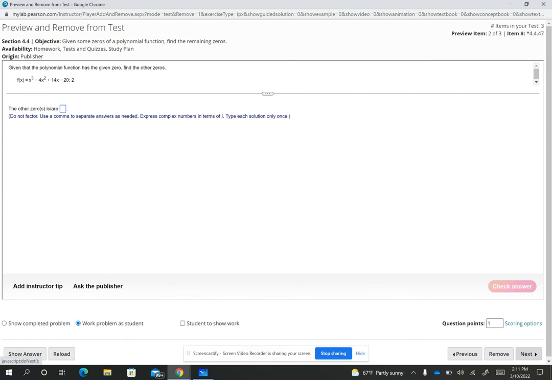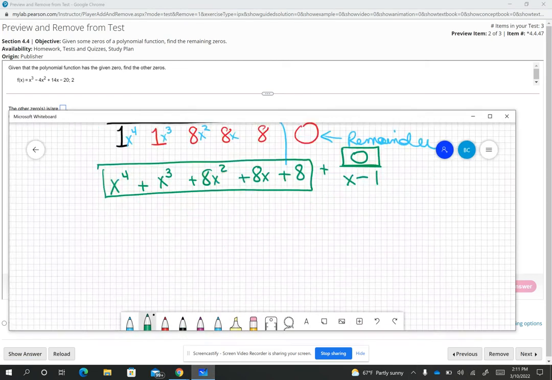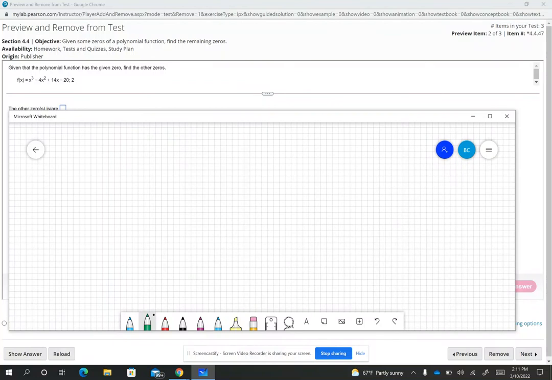Number 2, you have a polynomial. They have given you 1 zero, and you have to find the other zeros. Here we go. So the zero they gave us was 2. So I'm going to do synthetic division with the 2 that I'm given. And so I have an x to the third, so that's 1x to the third minus 4x squared plus 14x minus 20. I'm going to use the 2.